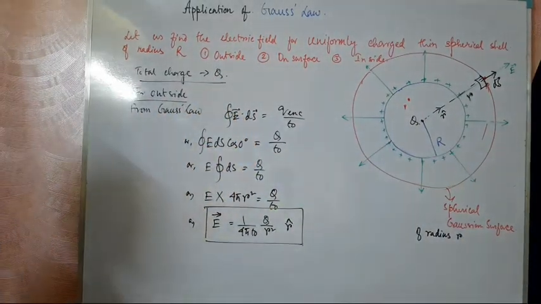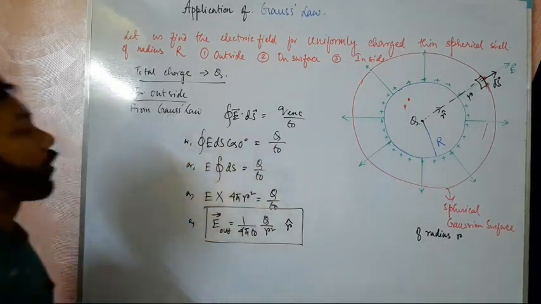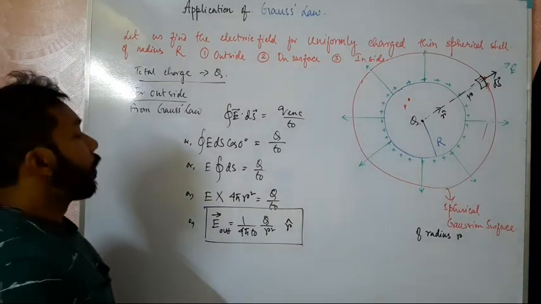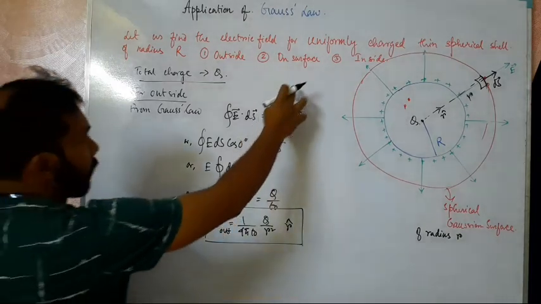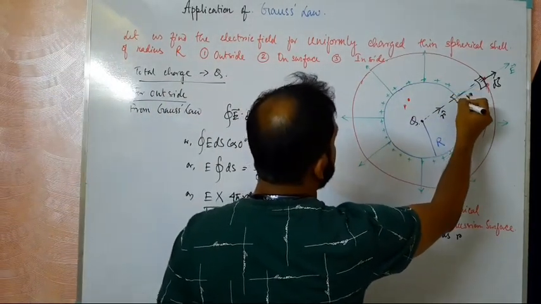We can assume like that. So this is the electric field outside of the Gaussian surface, outside of the spherical shell. Now we need to find the electric field on the surface. On the surface means on the surface of the sphere.